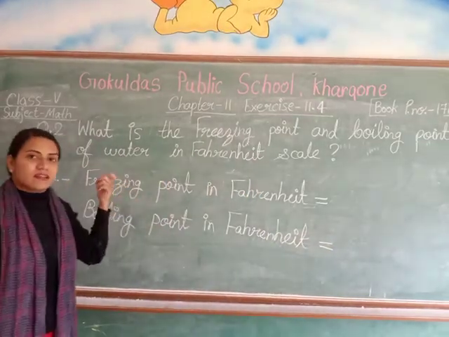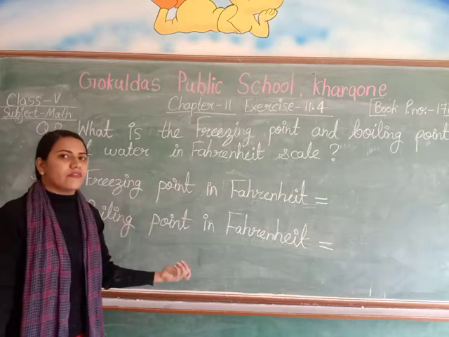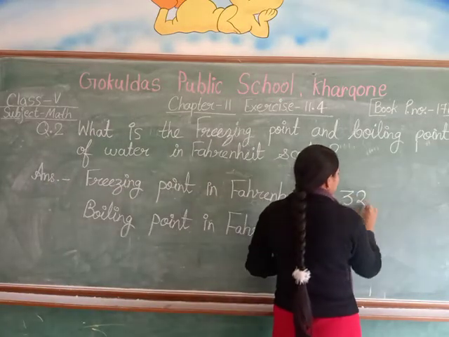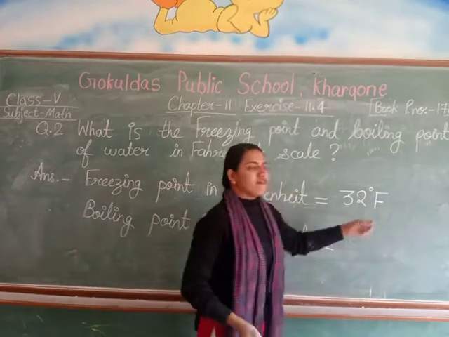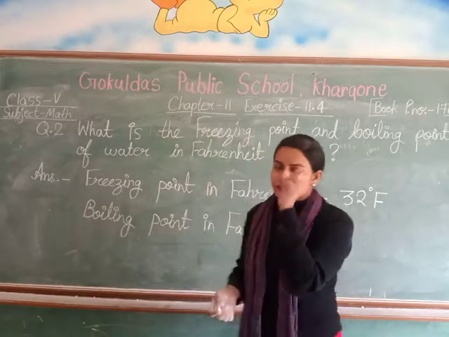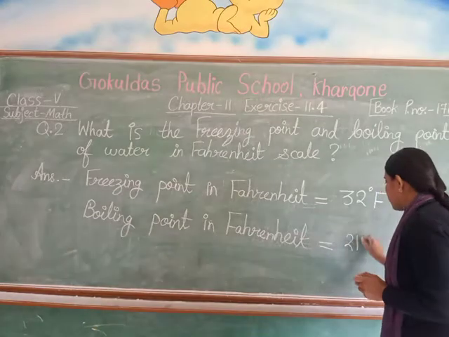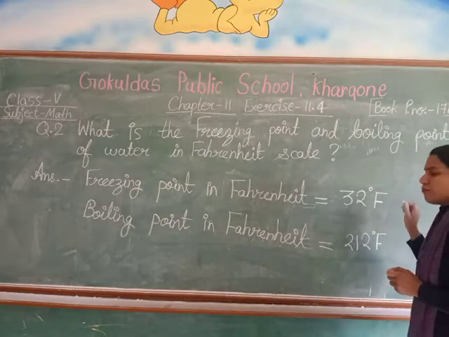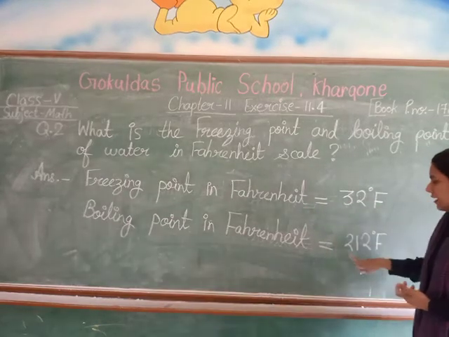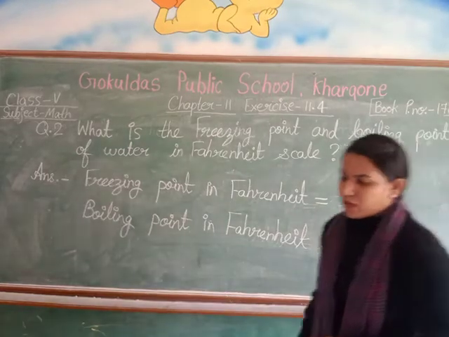Freezing point means the point at which water becomes ice, and boiling point is the point at which water starts boiling. So in Fahrenheit, the value for it is 32 degree F. Degree F means Fahrenheit. At 32 degree F, water starts freezing, means it becomes ice. And at 212 degree F, remember these points, at 32 degree F, water starts freezing, and at 212 degree F, water starts boiling. Note down this point.